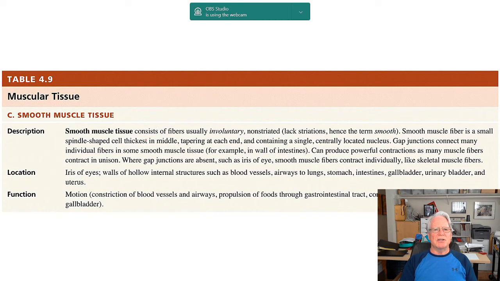So smooth muscle consists of fibers, usually involuntary, not striated, non-striated. Okay, found in the iris of the eyes, walls of hollow internal structures such as blood vessels, airways, lungs, stomach, intestines, gallbladder, urinary bladder, and the uterus. Okay, so motion, movement.